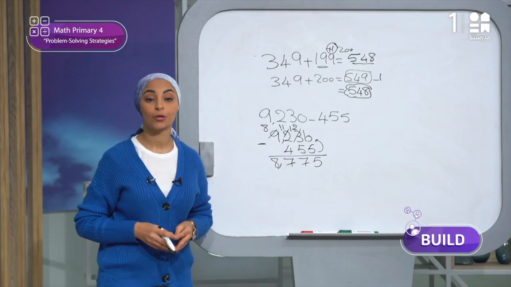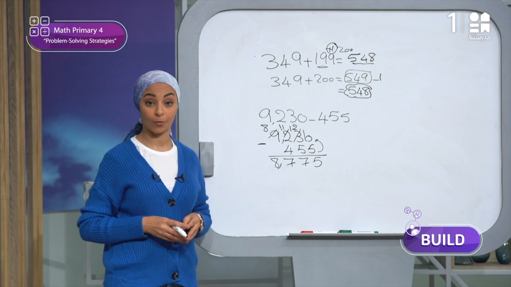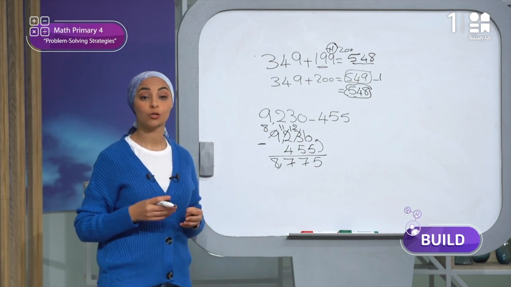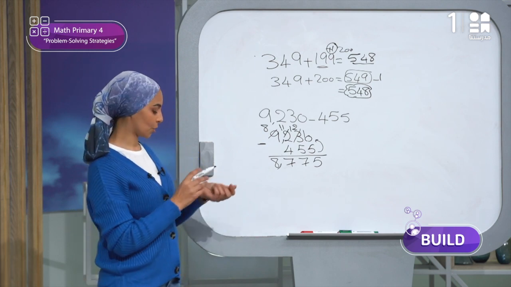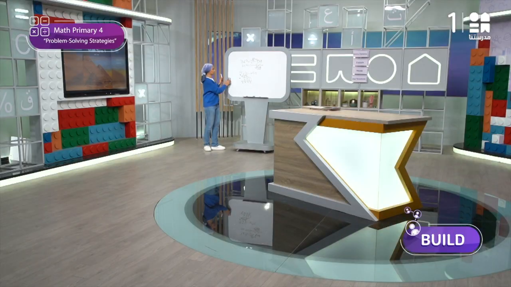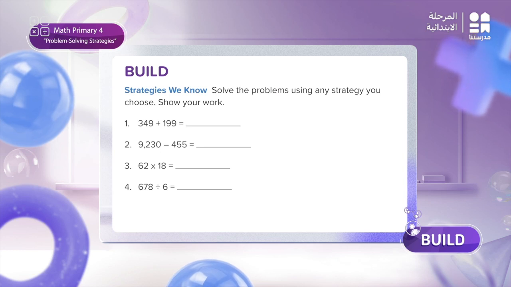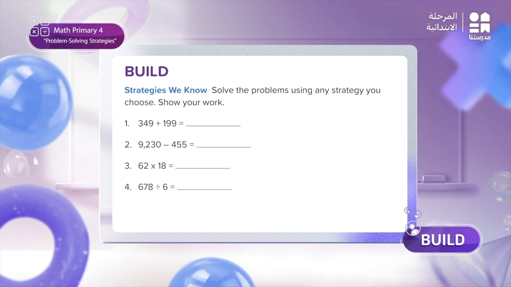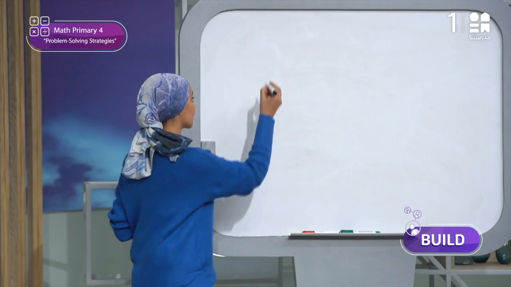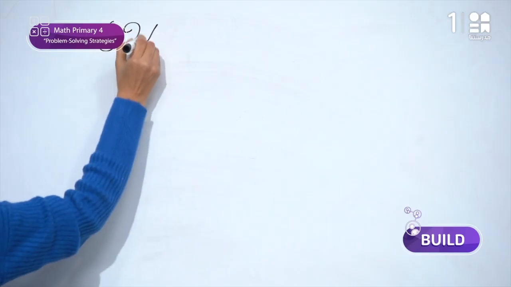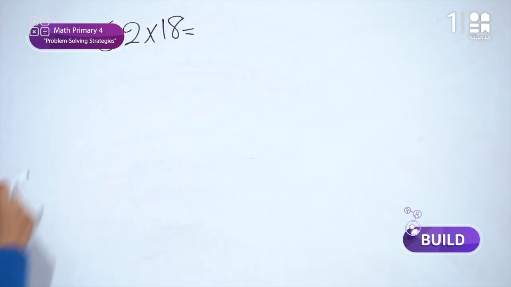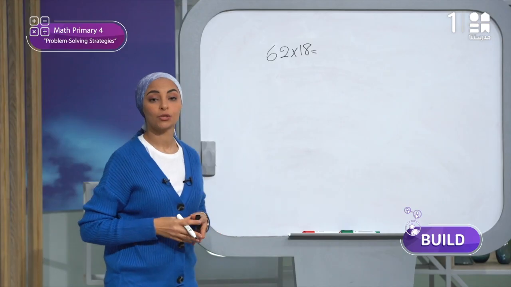Now, problem number 3, it is a multiplication problem. We want to multiply two numbers by each other. So, let's write it all together. Okay, problem number 3 says that he wants me to multiply 62 by 18. Let's write it first. 62 times 18. Okay, so what should I do?